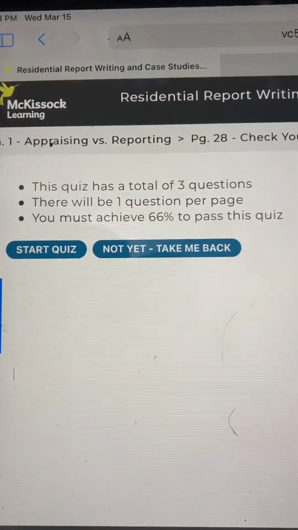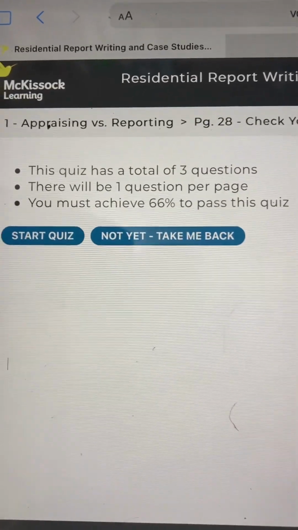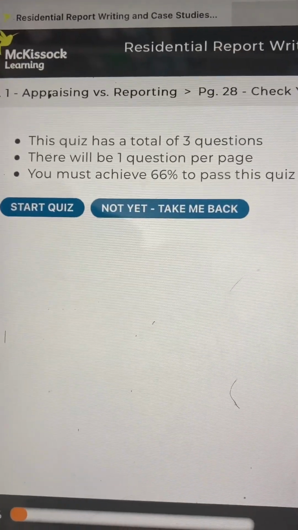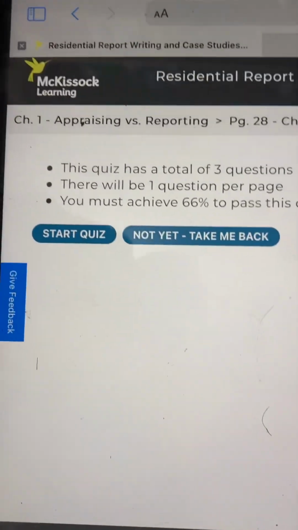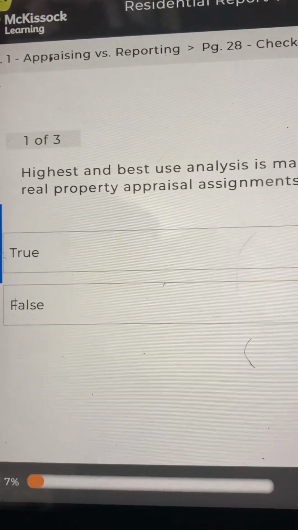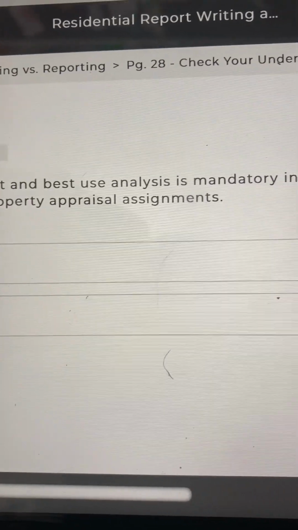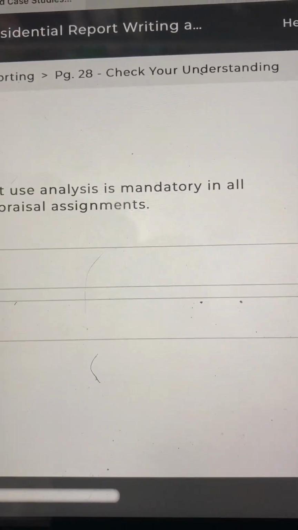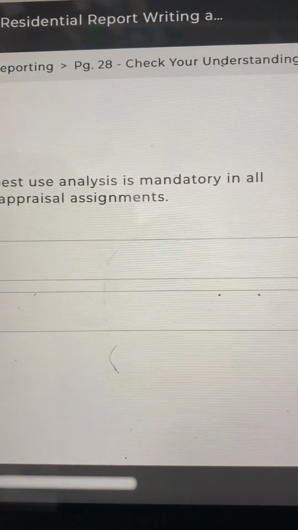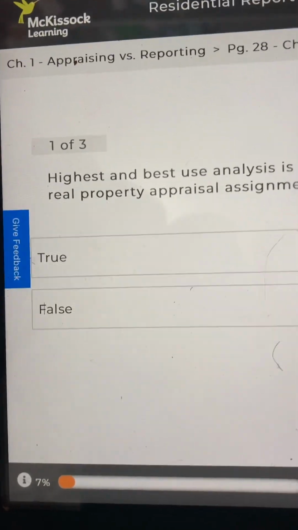Page 28, check your understanding. This quiz has a total of 3 questions. There will be 1 question per page. You must achieve 66% to pass this quiz. Start quiz. Number 1. Highest and best use analysis is mandatory in all real property appraisal assignments. True or false? I'm going to go false.